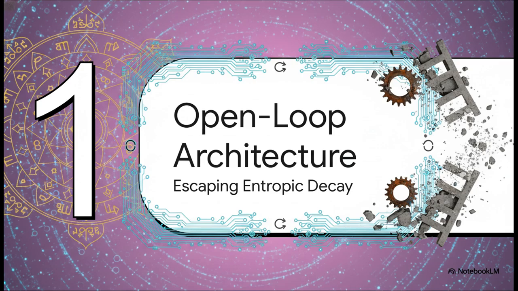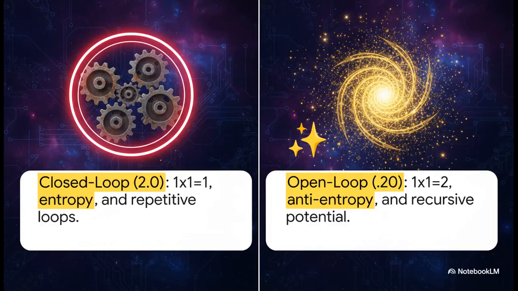How exactly do we escape the entropic decay of legacy systems? So think about the old version 2.0 closed-loop systems. They have a massive mathematical flaw. In a closed loop, 1 times 1 is, well, just 1, right? It's literally just repetitive labor and entropy until it decays.